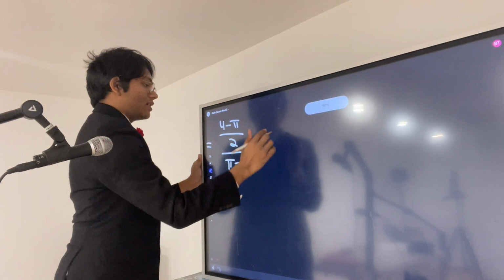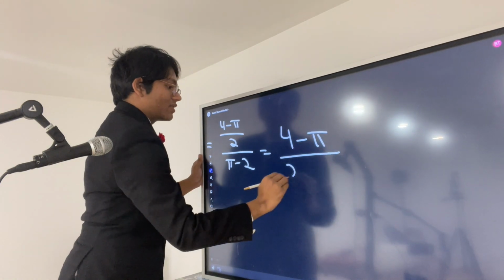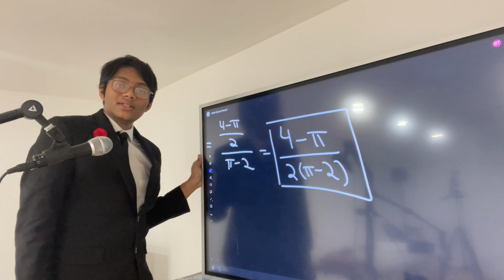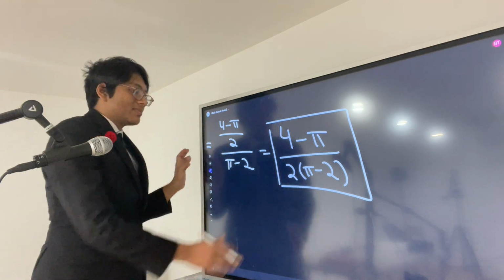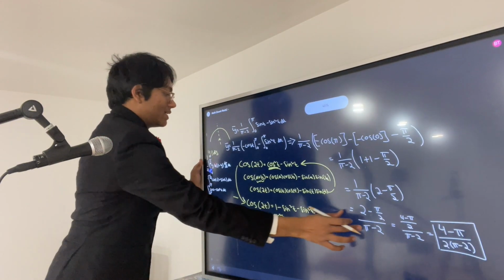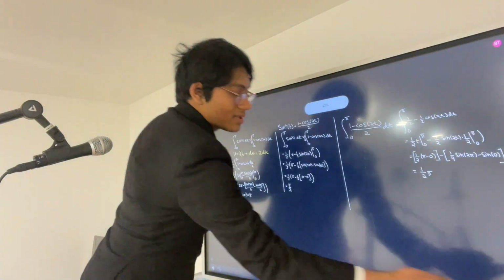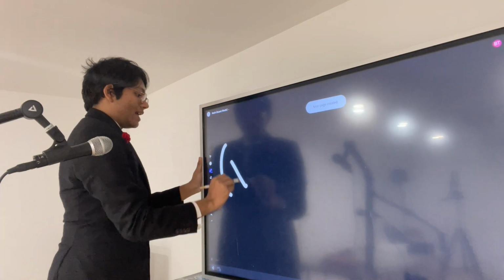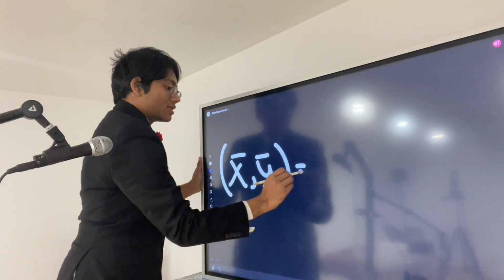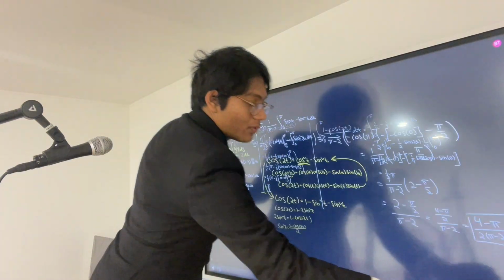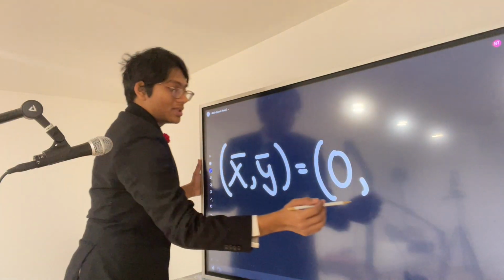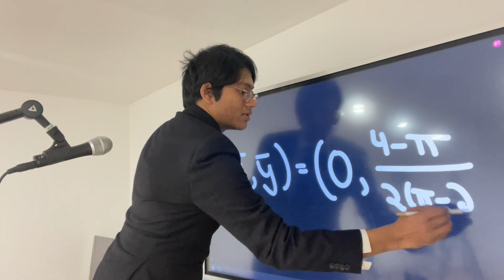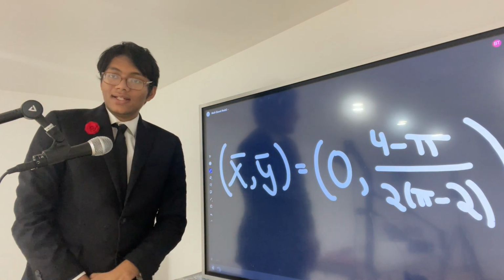So my final answer is none other. For my y center of mass, my final answer is 4 minus pi over 2 times pi minus 2. And there you go, ladies and gentlemen. Wow, that right there is my final answer. So my center of mass, if I condense everything into one answer, is going to be none other than as follows. X bar, comma, y bar is equal to 0, comma, what's my y bar? Let's see, 4 minus pi over 2 times pi minus 2. And there you go. That is our final answer.